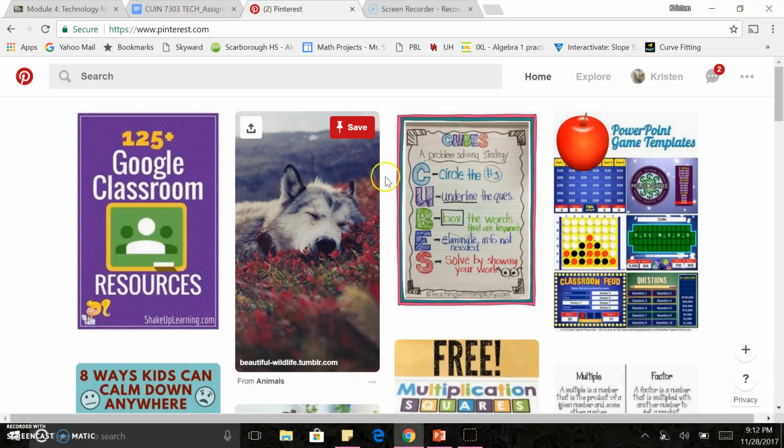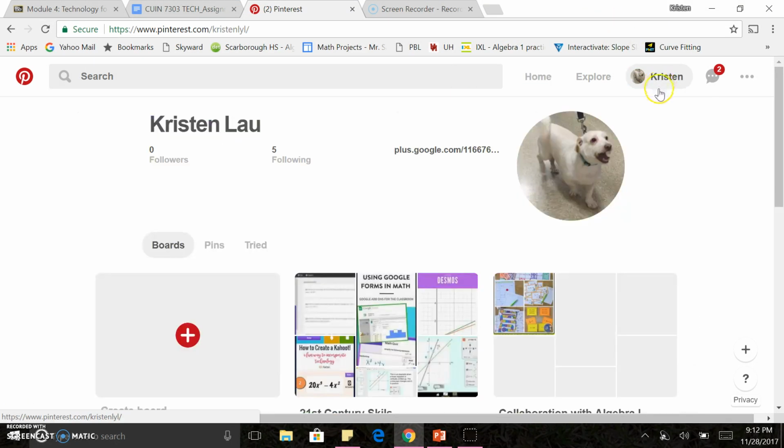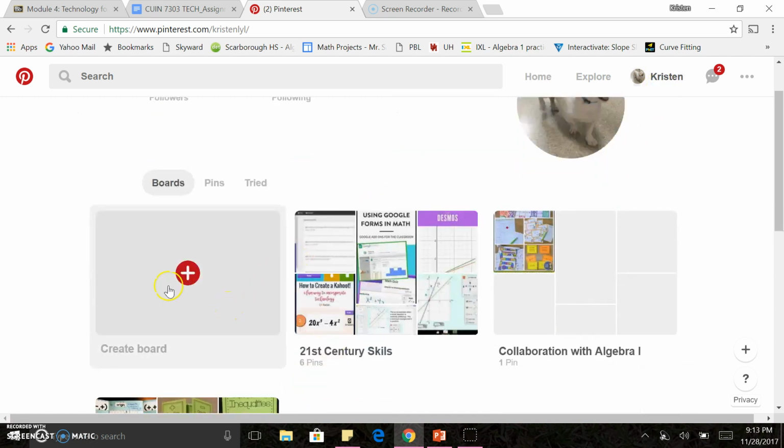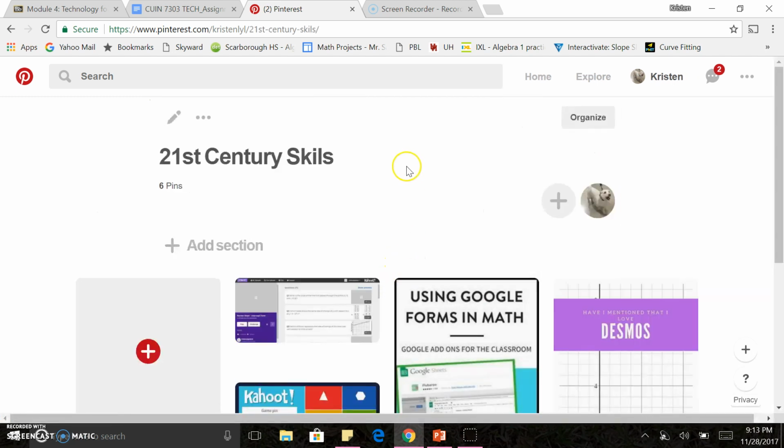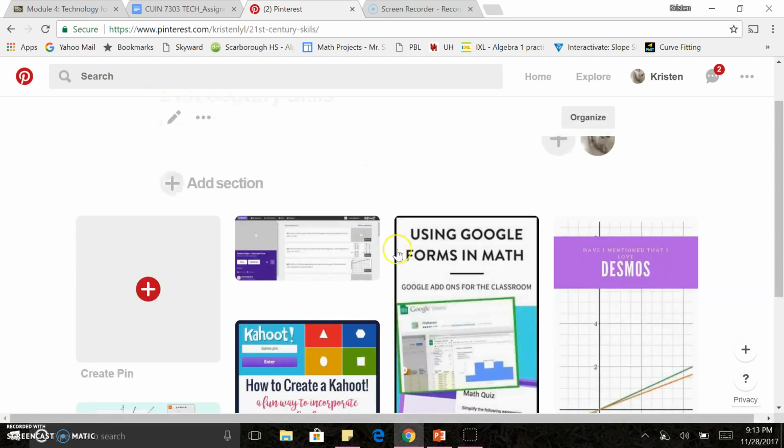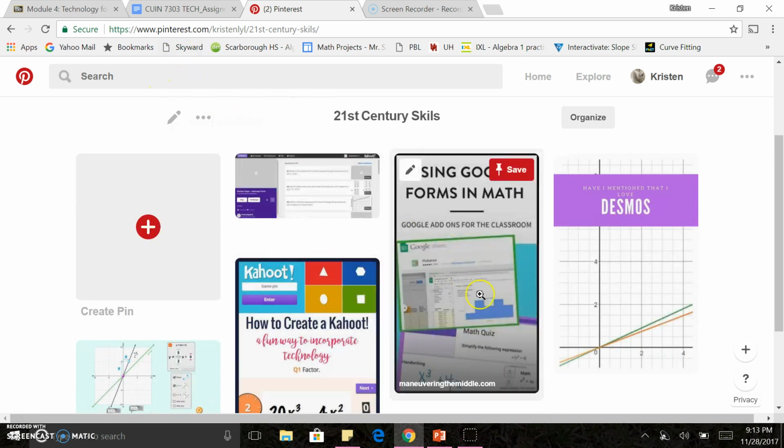So on Pinterest, I can share my own ideas, and I'll go to my profile. And then you can create a board. So I created my own board and I called it 21st Century Skills. All of the activities that I find through searching, I will post here.